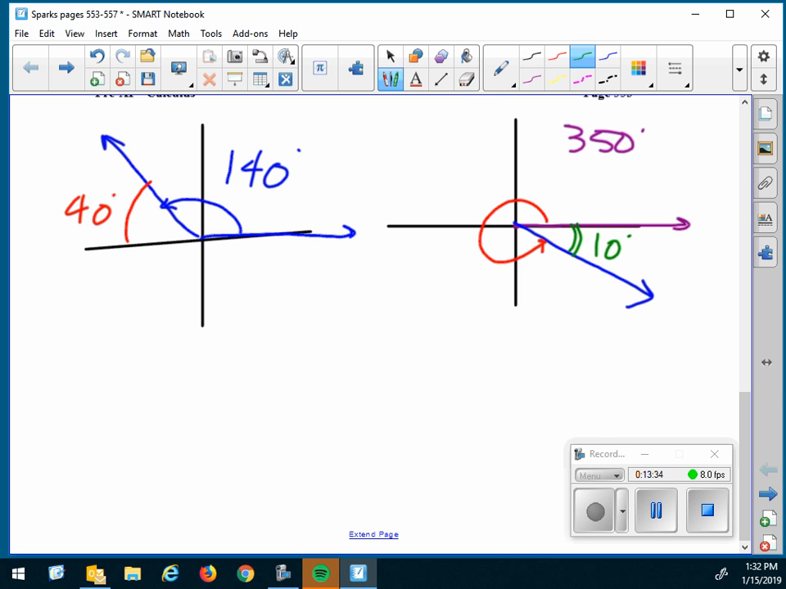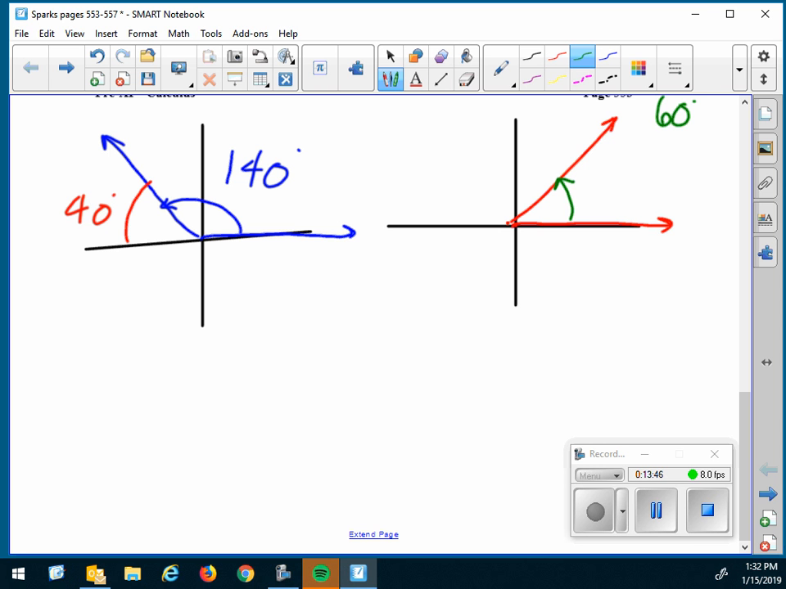Now, here's what Chance just asked. What if I draw this? That angle is 60 degrees. What is its reference angle? 60 degrees. Yep. Anything between 0 and 90 degrees is its own reference angle. If it's at 90, it does not have a reference angle.